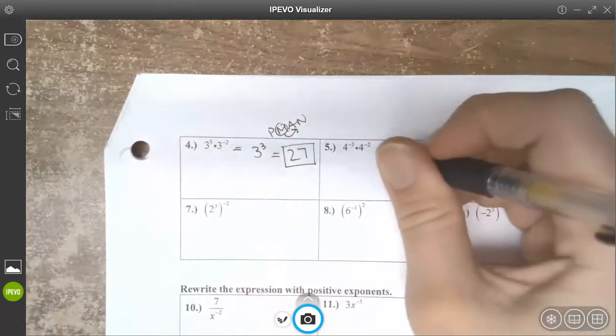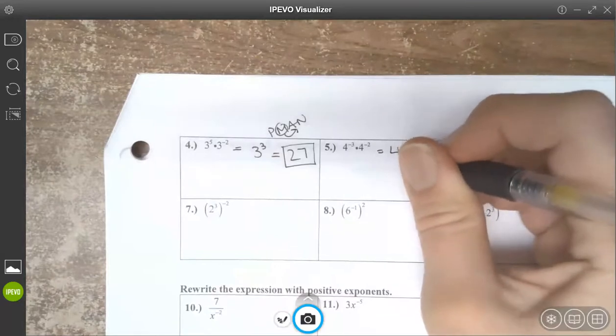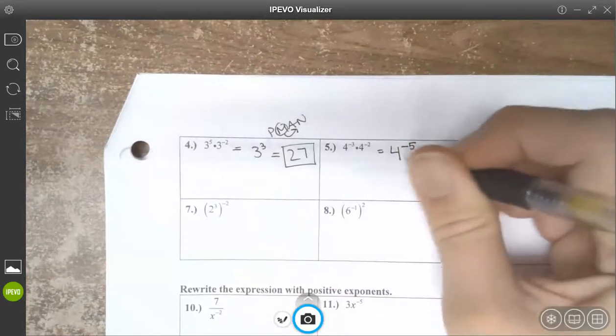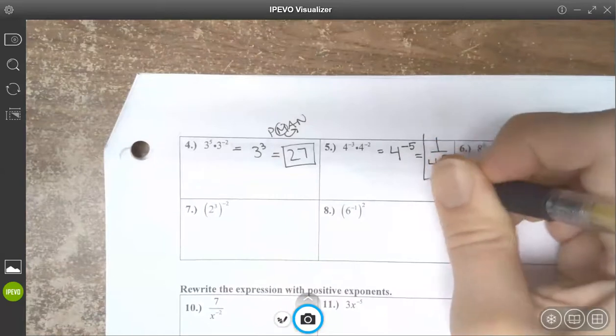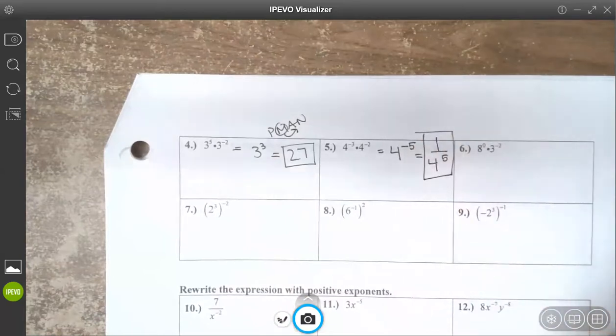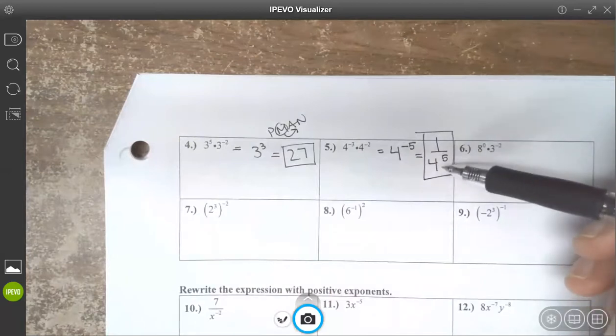There'll be other times, so here if I go ahead and do p-man, that gives me 4 to the negative 5th, I still have a negative. I need to deal with the fact that I have a negative by moving that term. We're not going to evaluate 4 to the 5th. Okay, and I've moved it and now I'm done.